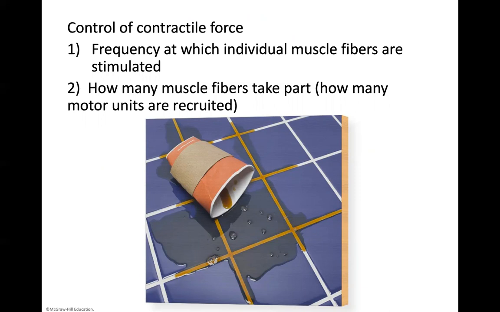The second way that contractile force can be controlled is by controlling how many muscle fibers take part. That is, how many motor units are being recruited. So if additional motor units are recruited, then there's going to be an increase in contractile strength within the muscle because more individual cells are contracting.